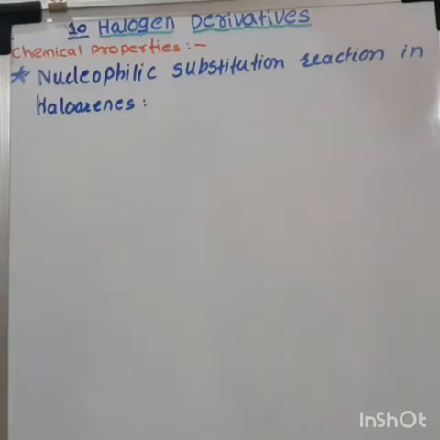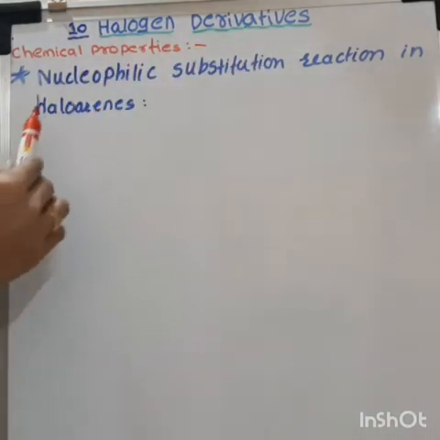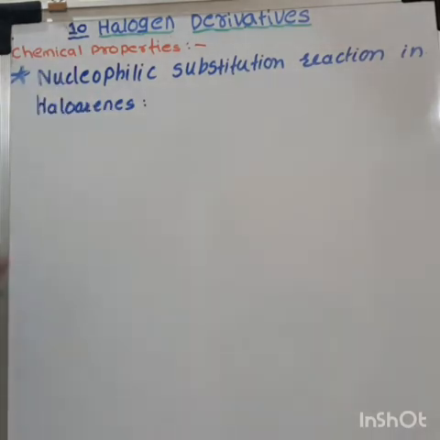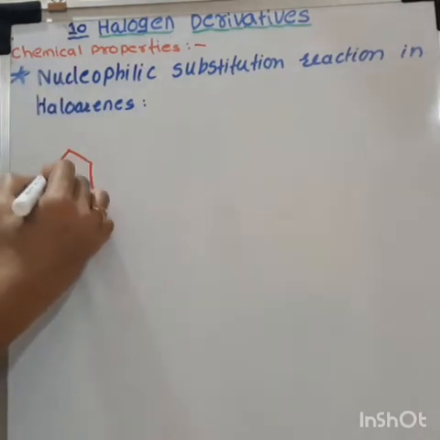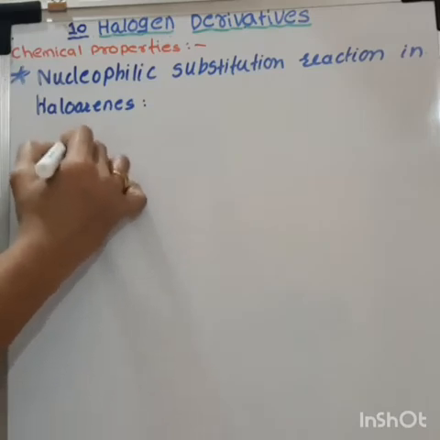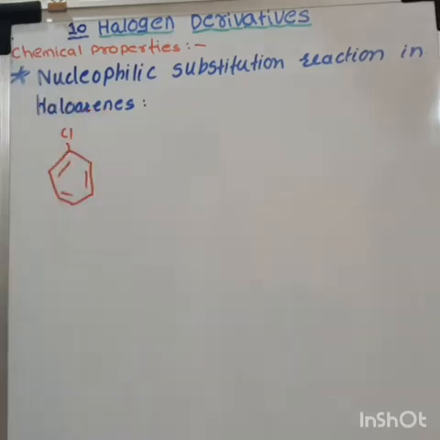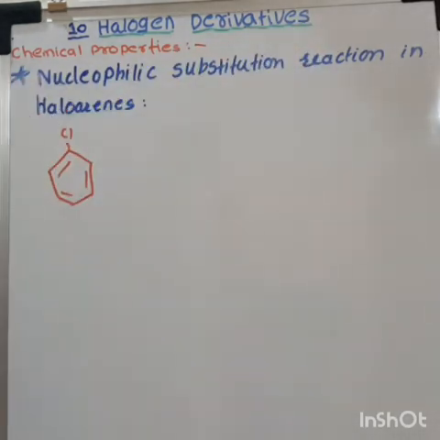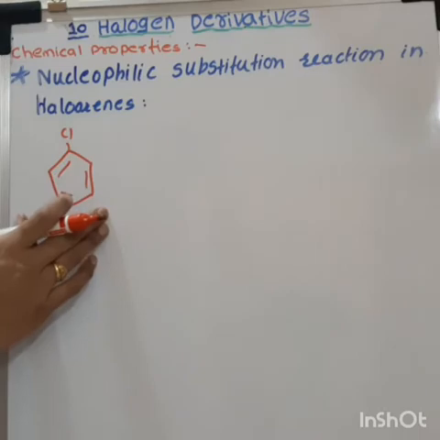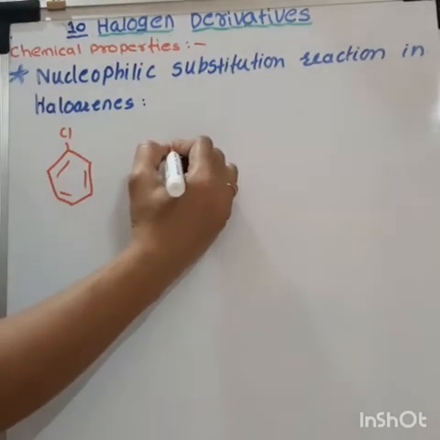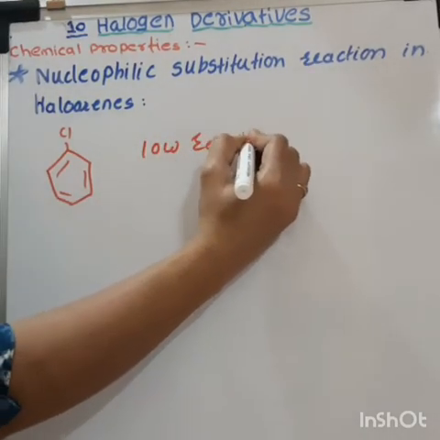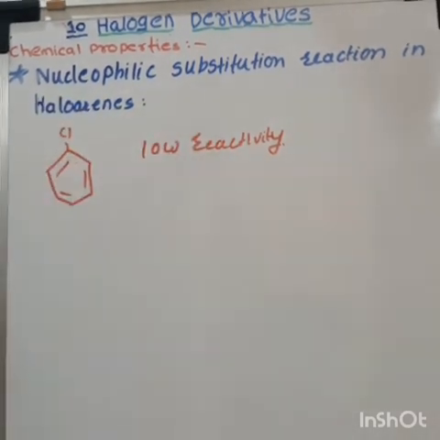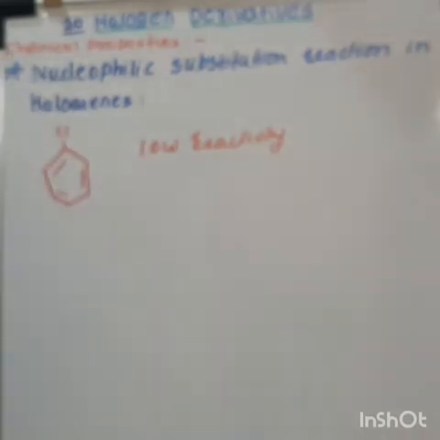Now let's see another chemical property in halogen derivatives, that is nucleophilic substitution reaction in haloarenes. The substitution of a nucleophile on the aromatic ring which is attached to a halogen atom is called nucleophilic substitution reaction in haloarenes. But aryl halide shows low reactivity towards nucleophilic substitution reaction.